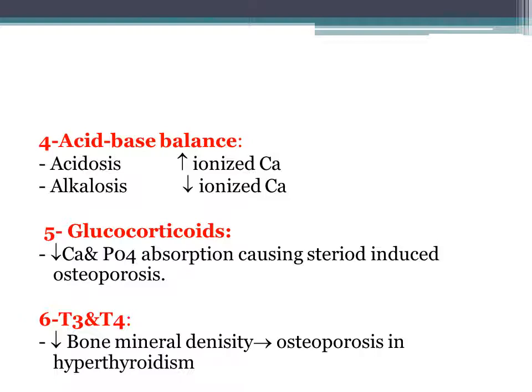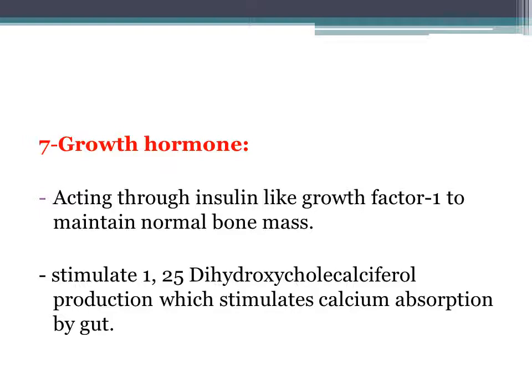Glucocorticoids, if increased, decrease calcium and phosphorus absorption, causing steroid-induced osteoporosis. For thyroid hormones, if they are increased, there is a decrease in bone mineral density and osteoporosis. Also, growth hormone deficiency will lead to disturbance in calcium level, as growth hormone acts through insulin-like growth factor 1 to maintain a normal bone mass, and it also has a role in the stimulation of vitamin D, which stimulates calcium absorption by the gut.